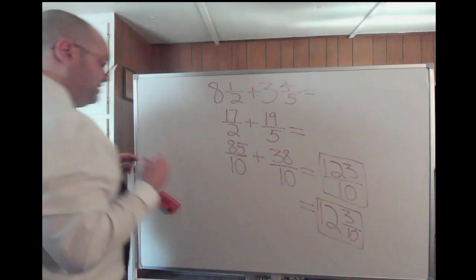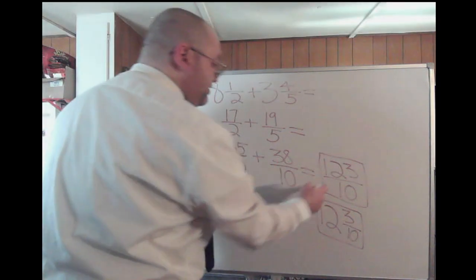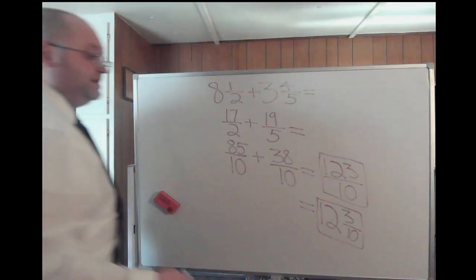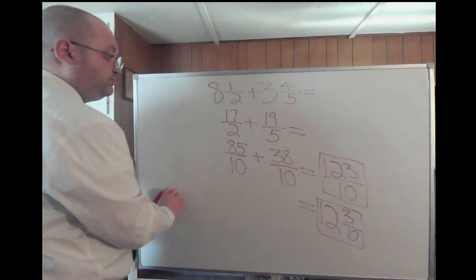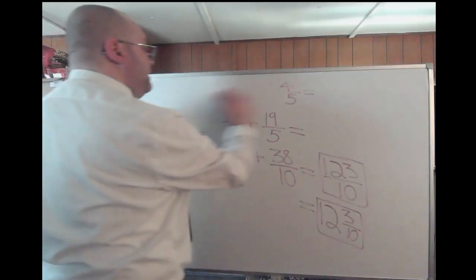So either answer is acceptable. You'd have 123 over 10 or 12 3/10. Either answer is acceptable. All right.